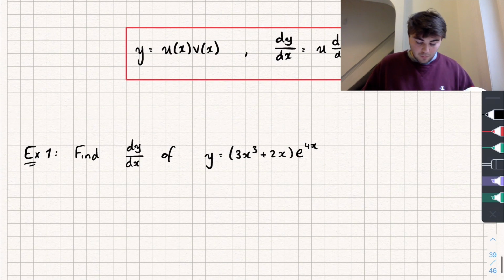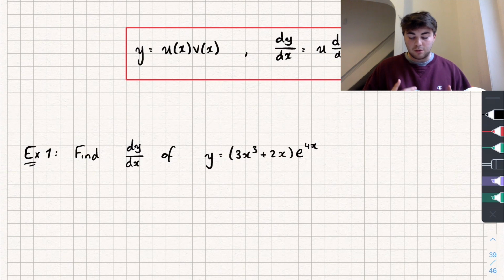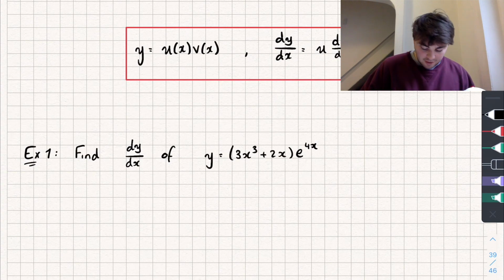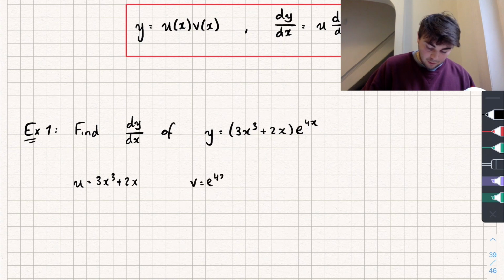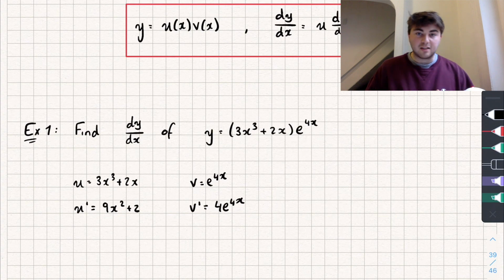So let's start off with the first one, where we need to find the derivative of 3x cubed plus 2x all multiplied by e to the power of 4x. And so in this example my function u is going to be equal to 3x cubed plus 2x, and my function v is just going to be e to the power of 4x. So we're going to get the derivative of u is 9x squared plus 2, and the derivative of v, if we use the chain rule, we would get that it's 4e to the power of 4x.